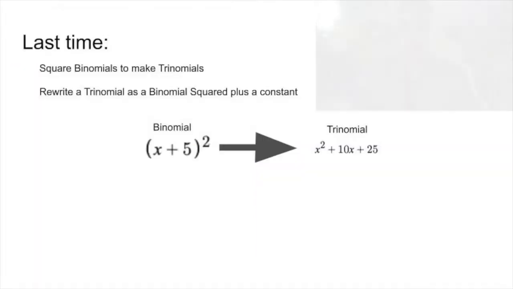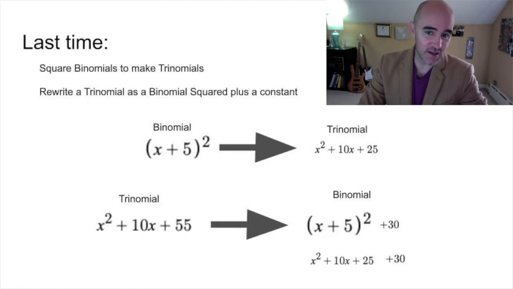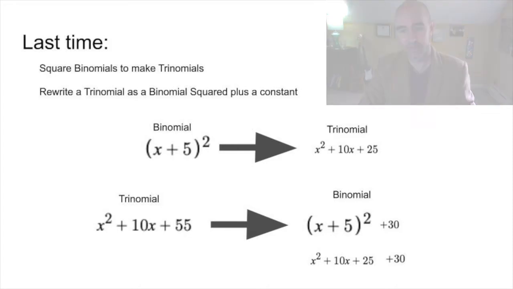Last time, we learned to square binomials to make trinomials, and to rewrite a trinomial as a binomial squared plus a constant. Just to show you more concretely, we took a binomial, like x plus 5 squared, and we rewrote it as a trinomial, x squared plus 10x plus 25. Trinomial because it has 3 terms. We then took something like x squared plus 10x plus 55, a different trinomial, and we rewrote it as a binomial plus a constant. That's like x plus 5 squared plus 30.